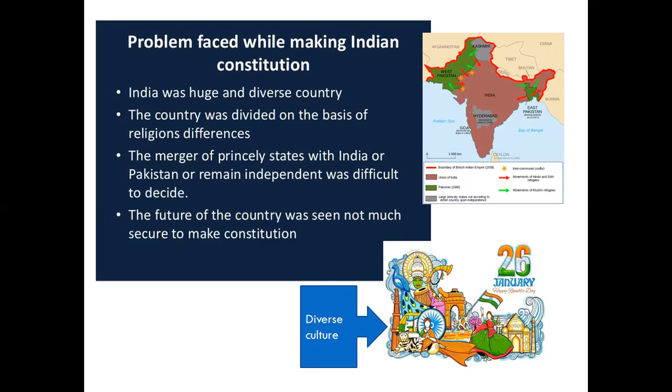The next very big problem was the merger of princely states with India or Pakistan, or remaining independent, which was a difficult decision. You can see here the gray colored areas. This is Hyderabad, this is Kashmir. Here the Junagadh area will also be there.